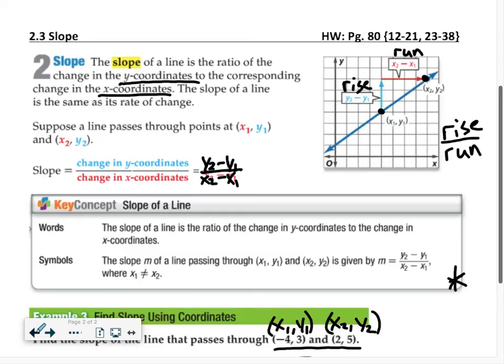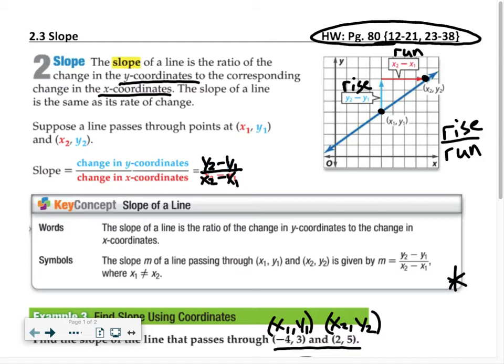Alright, so your homework for the DLD, we're just working with slope: 12 to 21, 23 to 38 there on page 80. That can be found in your textbook.